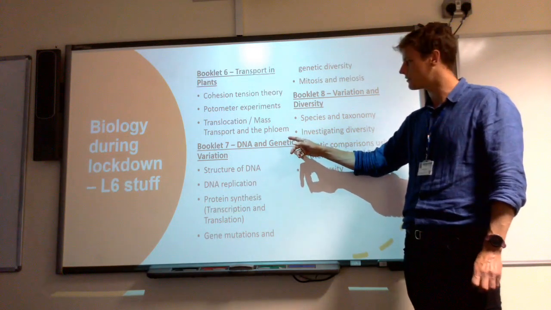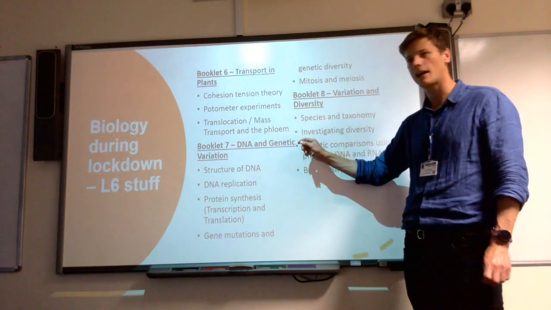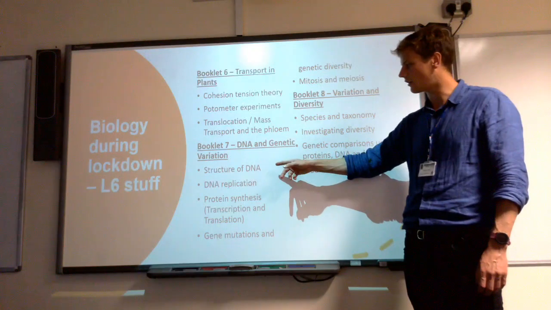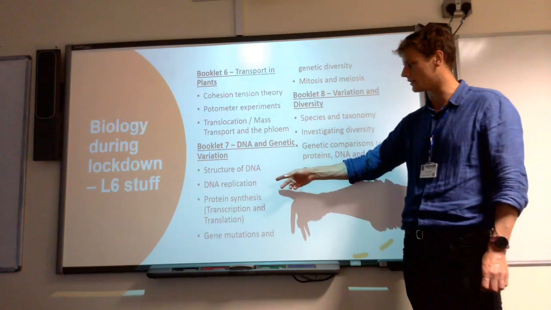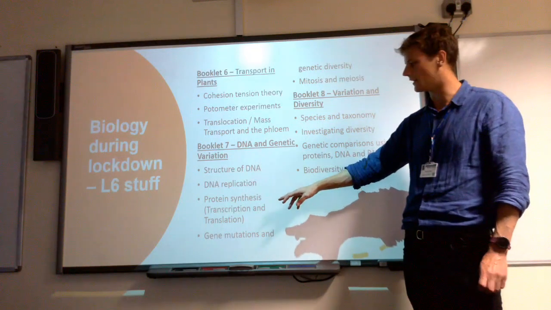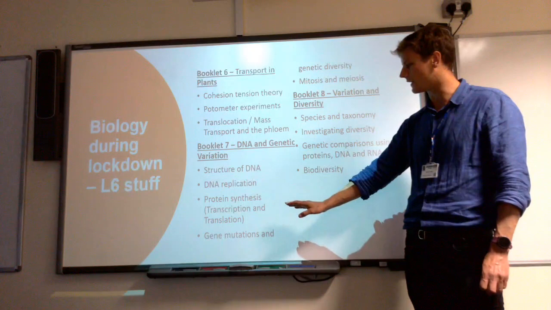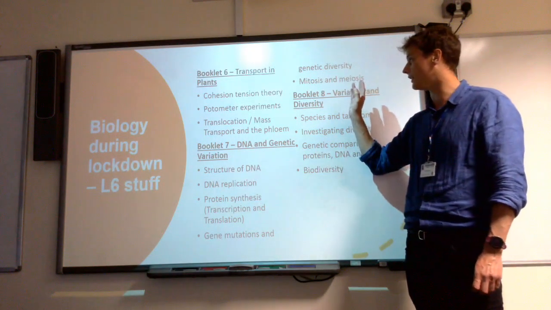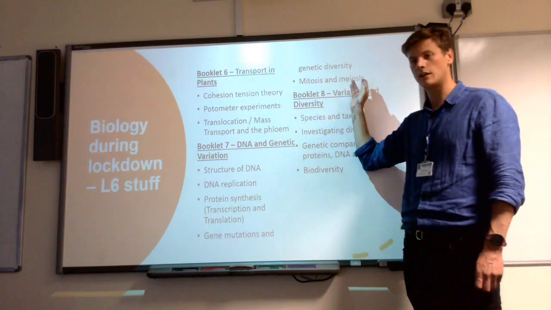After that, so I think just before Easter, we moved on to booklet 7, which was DNA and genetic variation. It includes a structure of DNA, DNA replication, so semi-conservative replication, protein synthesis including transcription and translation, and then towards the end of that, some stuff on mutations, genetic diversity, and the cell cycle, so mitosis and meiosis.